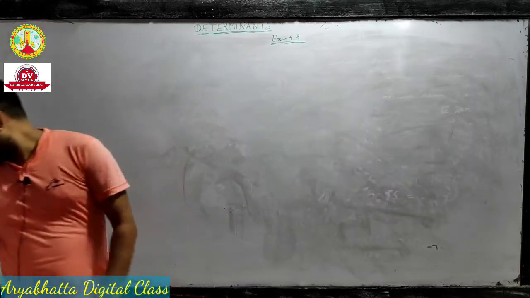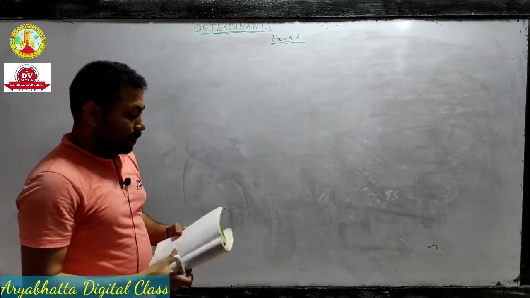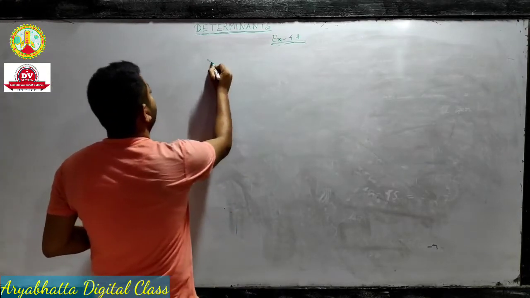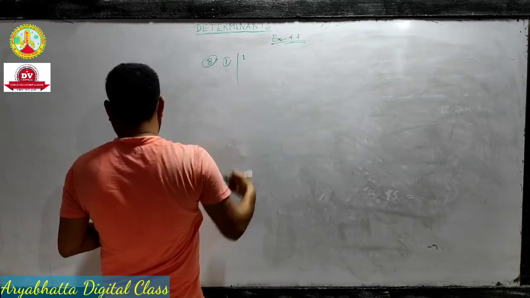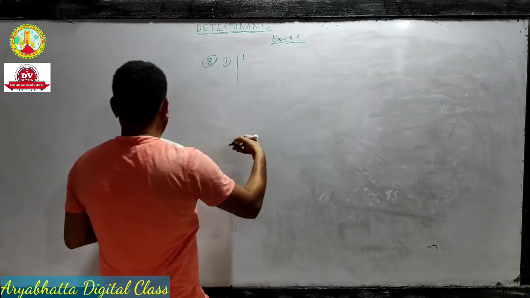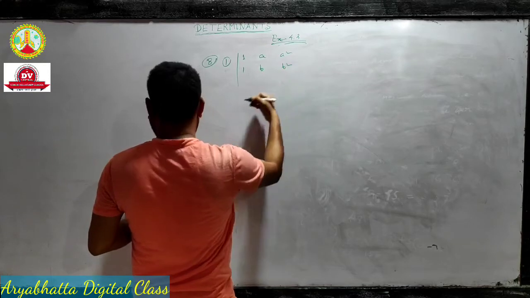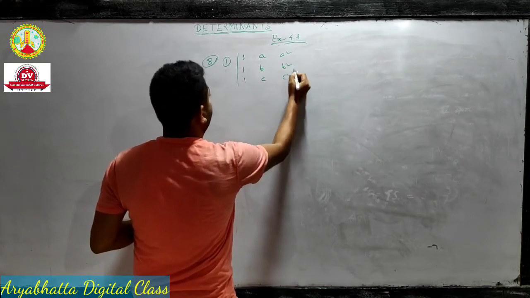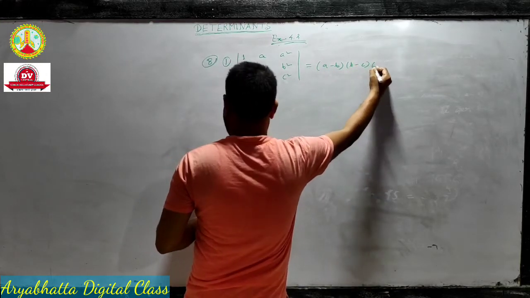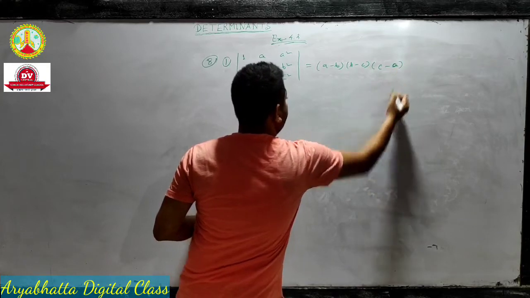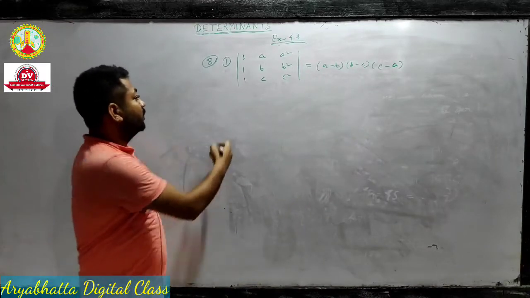Next, question number 8. The determinant with first row elements 1, a, a square, 1, b, b square, 1, c, c square is equal to (a minus b)(b minus c)(c minus a). Using properties of determinant, prove this equal to this. Solution.